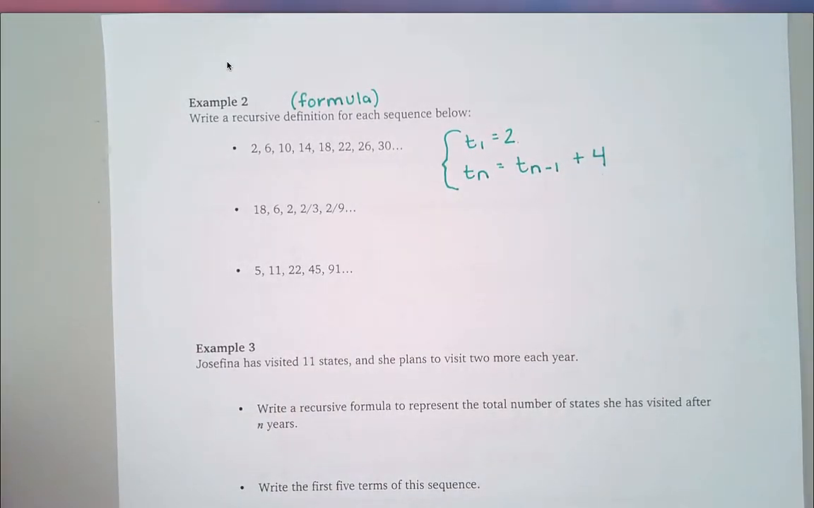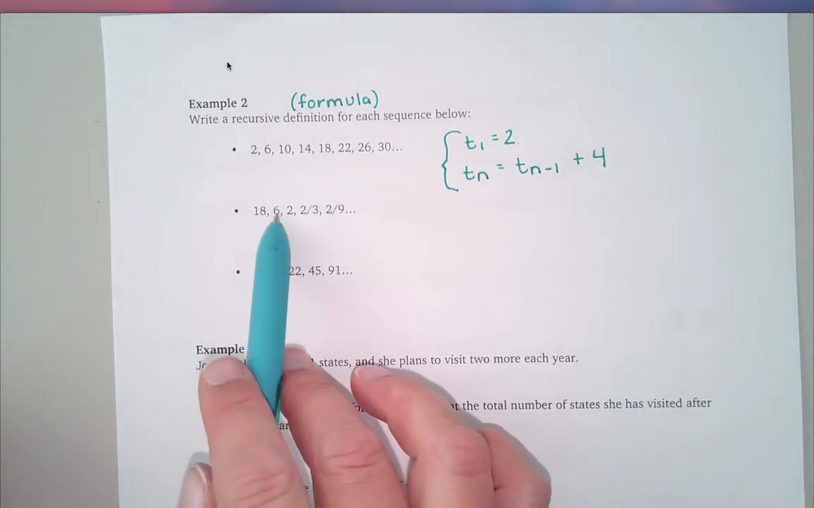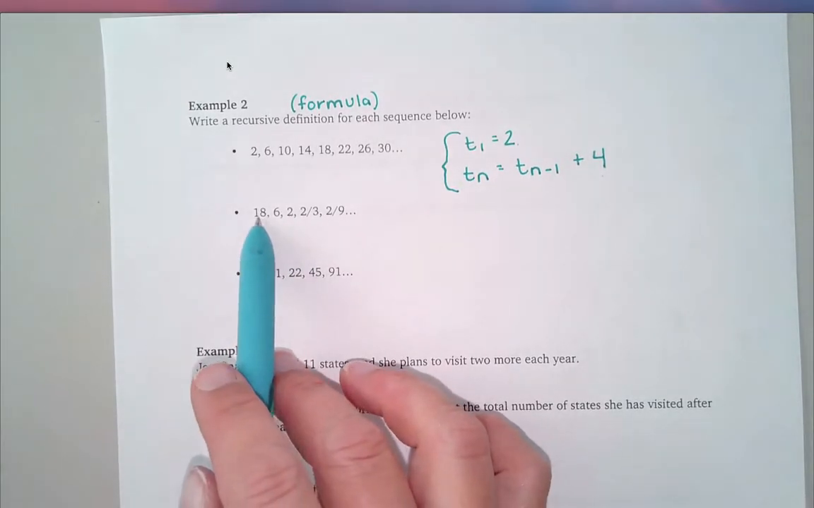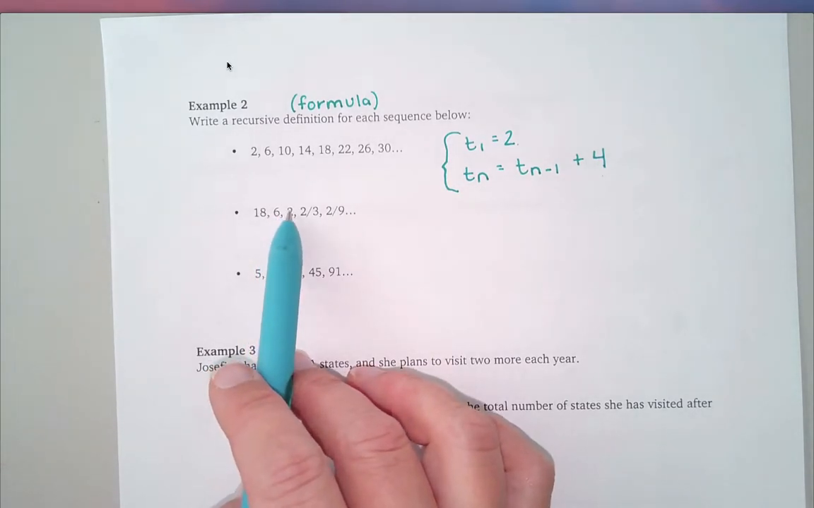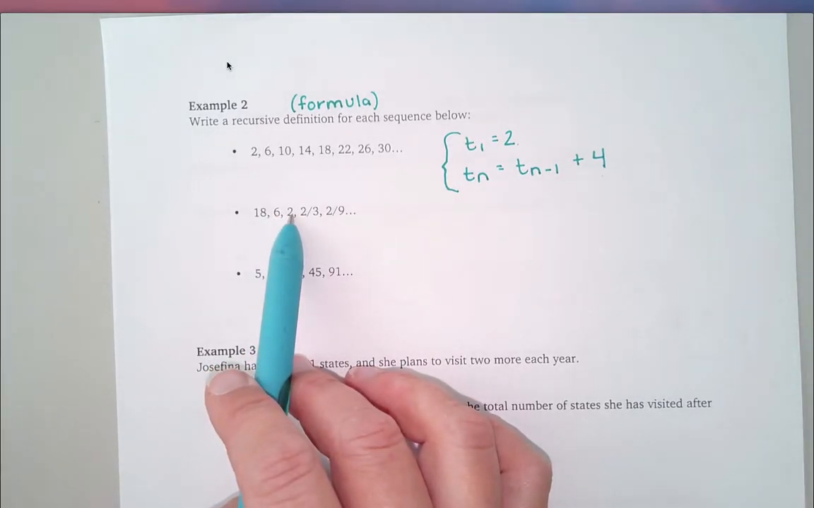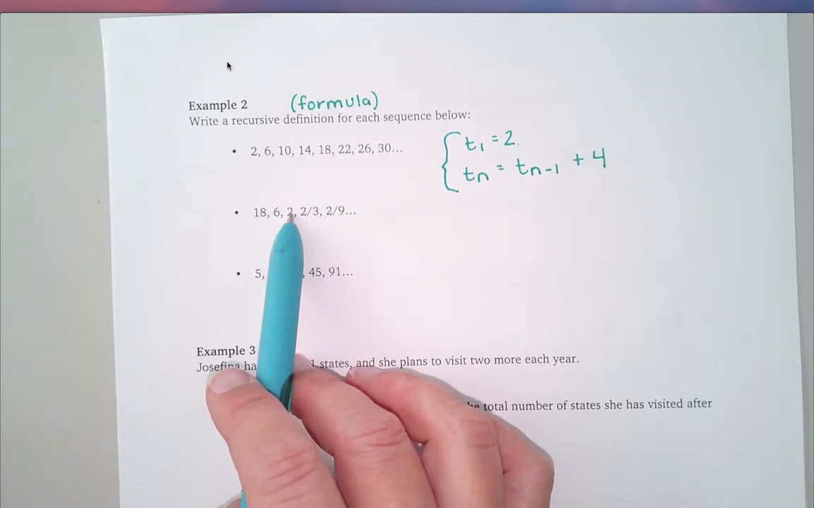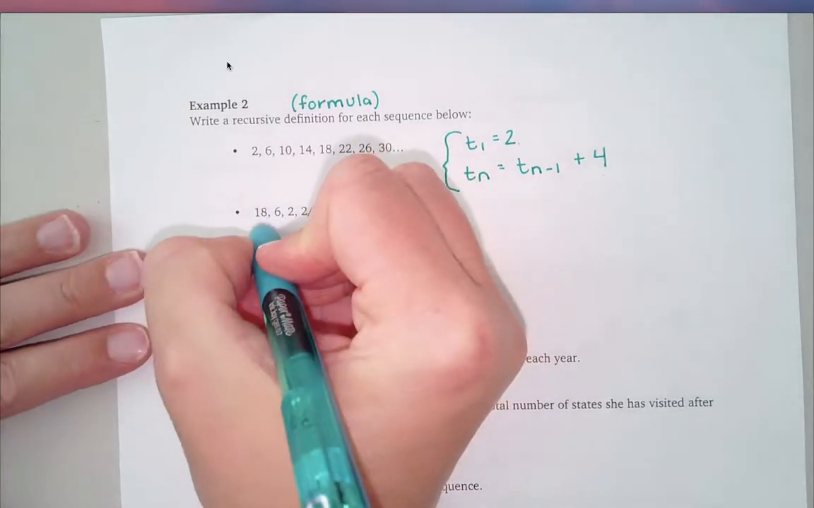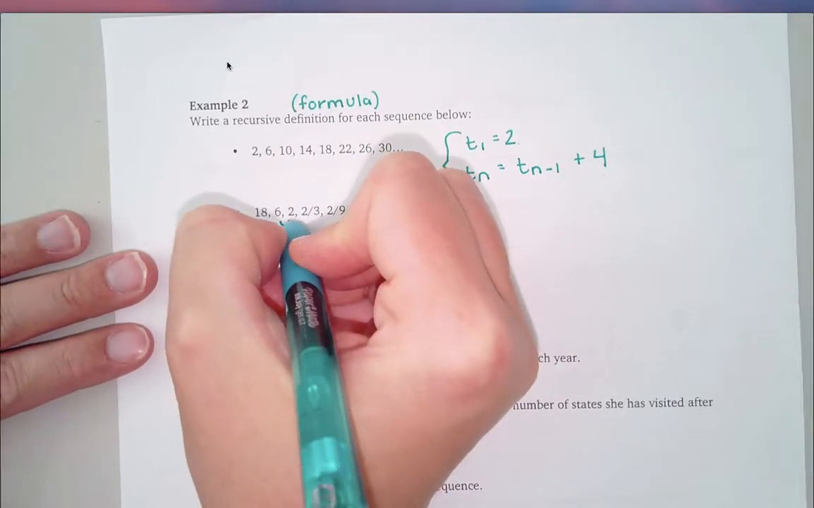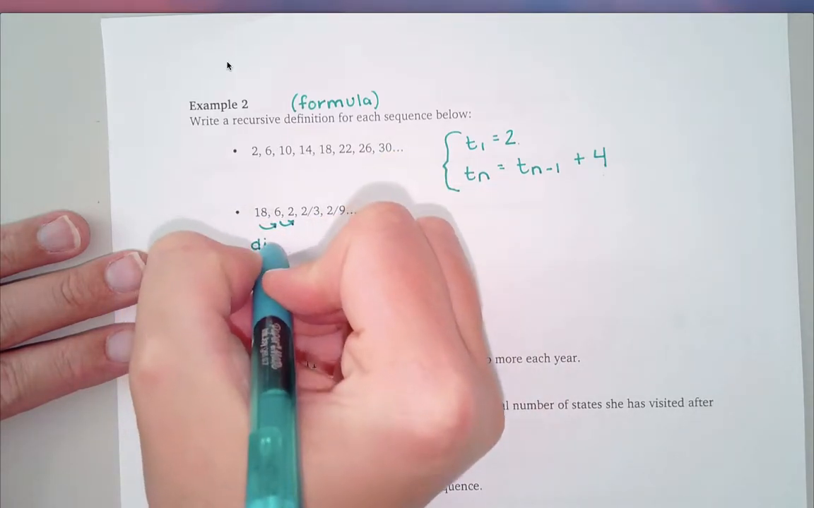Well, let's look at this one. What's happening to get from 18 to 6? Now be careful here, because you might look at this and say, okay, I'm subtracting 12. But then I clearly didn't subtract 12 to get from here to here. Okay? So it's not subtraction. Let's think about how else we could make something smaller. This is actually division by 3. Right? To get from here to here and here to here, I'm dividing by 3.